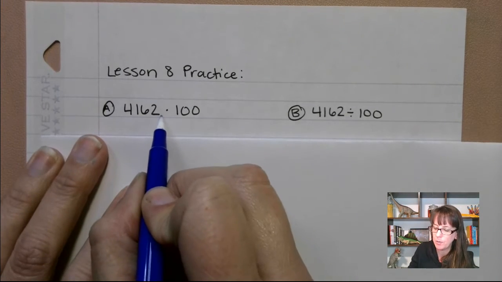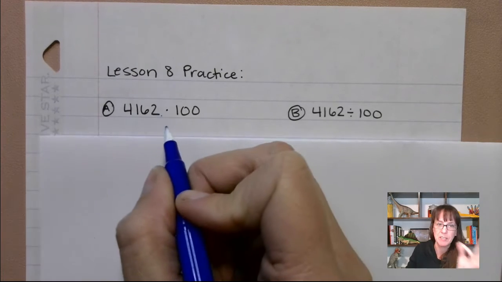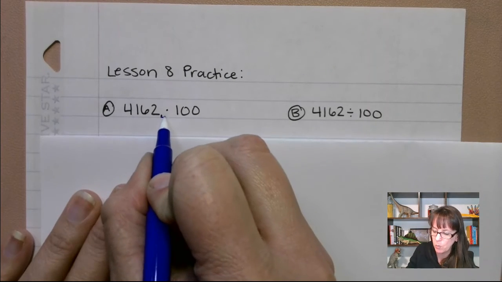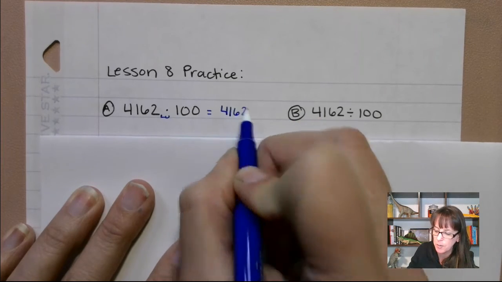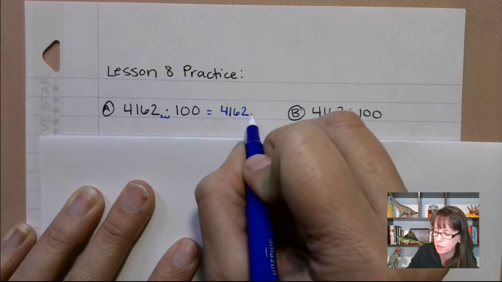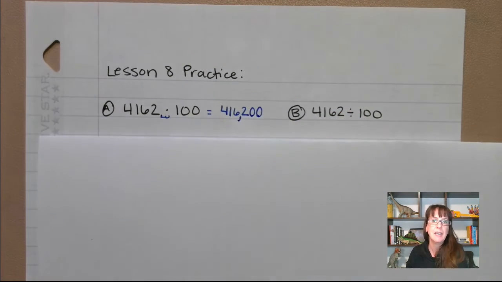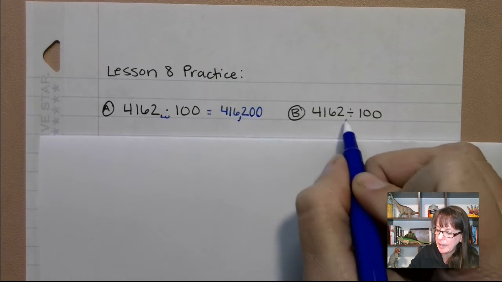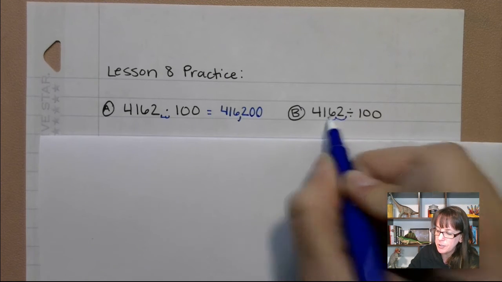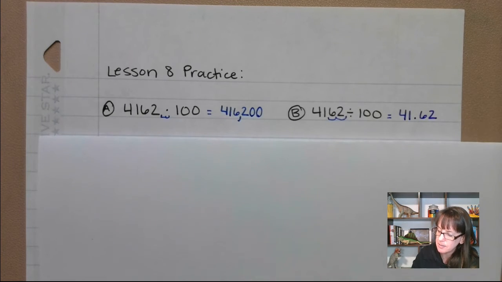Okay, so looking at A here, we are multiplying. So we're gonna take our decimal. Remember, if it's not shown, it's at the end, and we're gonna move it 1, 2 spots. So our new number is 4162, and we moved it 2 spots, which means we need to create 2 placeholders for it. So this is 416,200. Now dividing means we go the other way. So we're gonna go 1, 2, and we get 41 and 62/100ths.